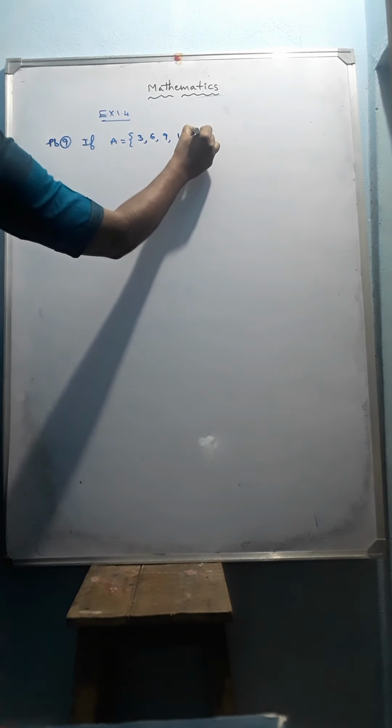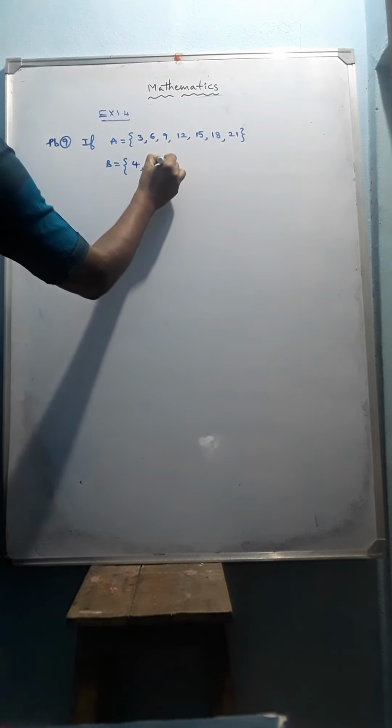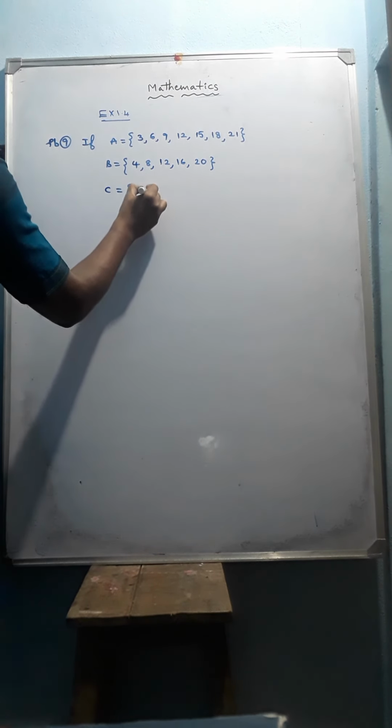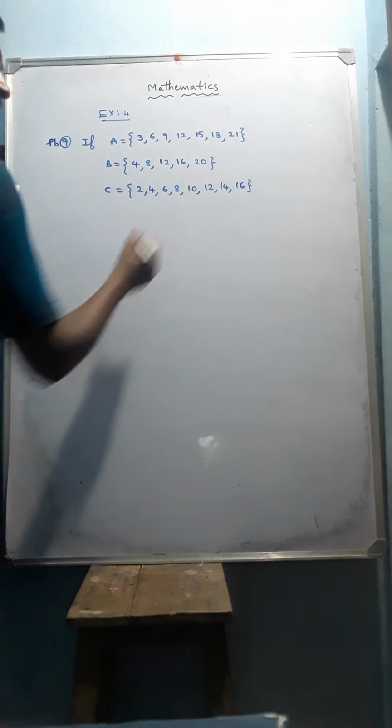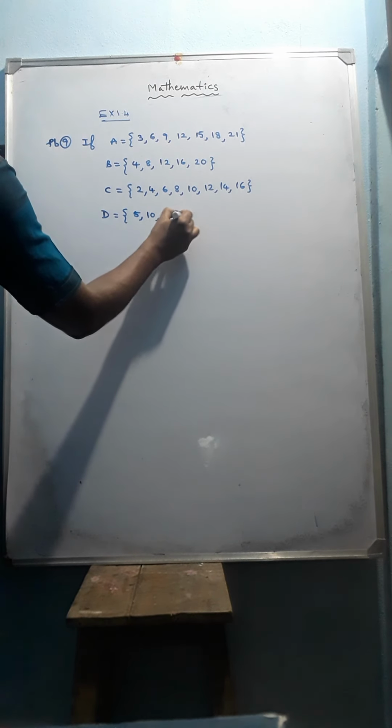So problem number 9. If A is equal to the set of 3, 6, 9, 12, 15, 18, 21, B is equal to the set of 4, 8, 12, 16, 20, C is equal to the set of 2, 4, 6, 8, 10, 12, 14, 16, D is equal to the set of 5, 10, 15, 20.